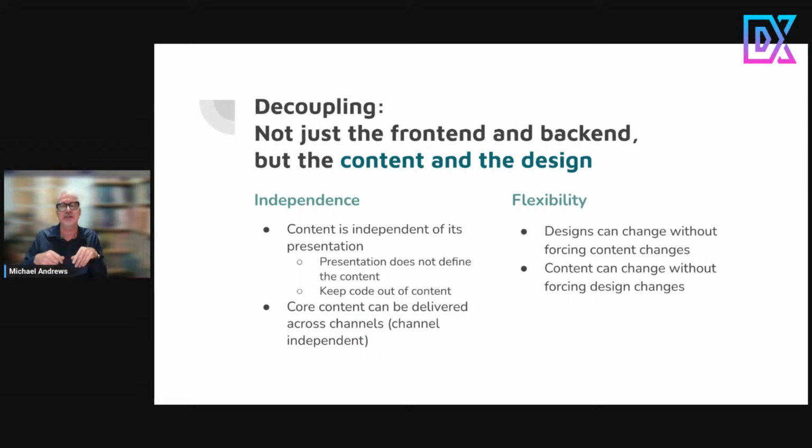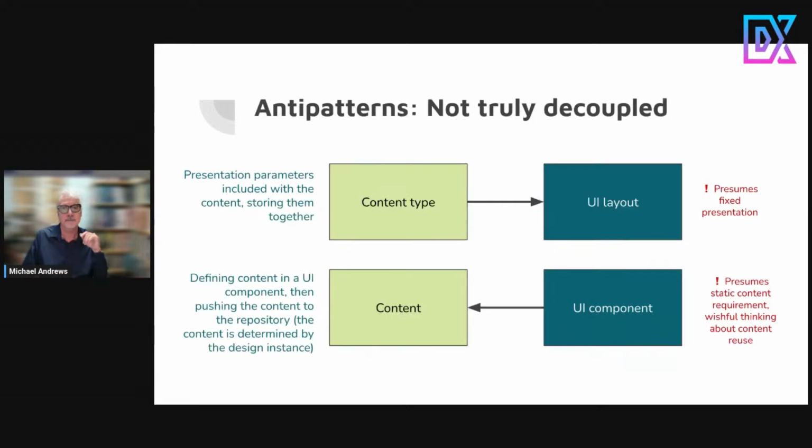And this really is sometimes something that people balk at. They're like, what do you mean keep code out of content? But with JSON Schema, we have the ability to do this. And when we do this, our core content can be delivered across channels easily. Not all content works across all channels, but our core content has this ability to do that. And we have the flexibility of changing our design without breaking our content, or changing our content without breaking our design. And that's really important because we want that flexibility.